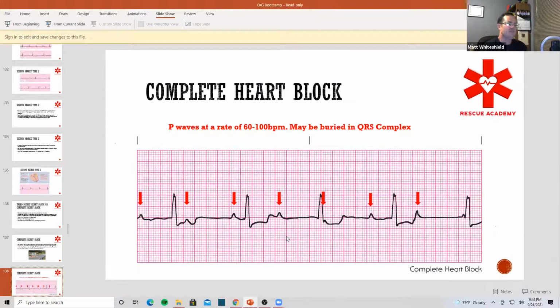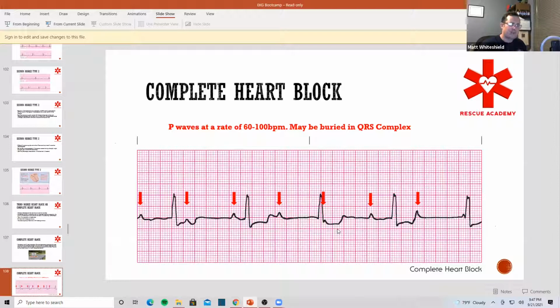Now, wherever you see these little arrows, it's showing you where a P wave is located. Now, some of these P waves are actually going to get buried within a QRS complex, and that's completely normal, okay, with third degree blocks. So if you're looking and you're trying to say, well, man, are these P waves really in line? Because I see one's missing over here. It might not be missing. It could just be within a QRS complex.